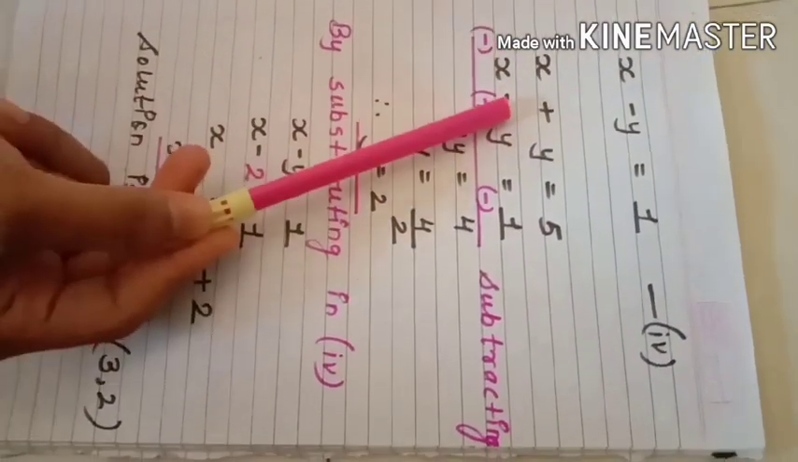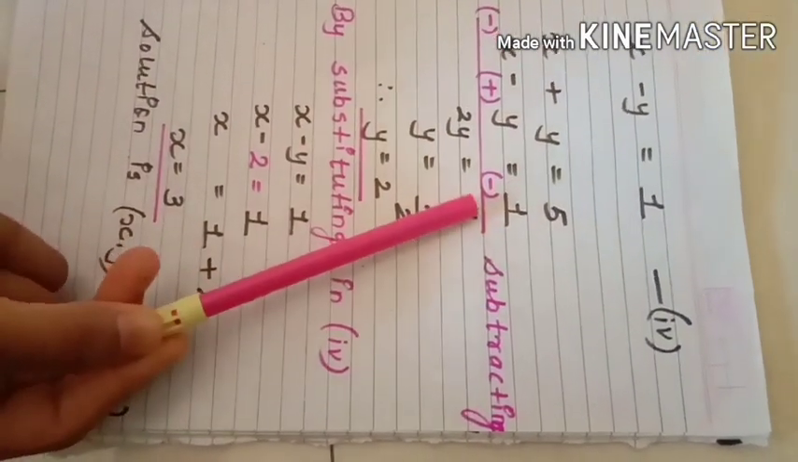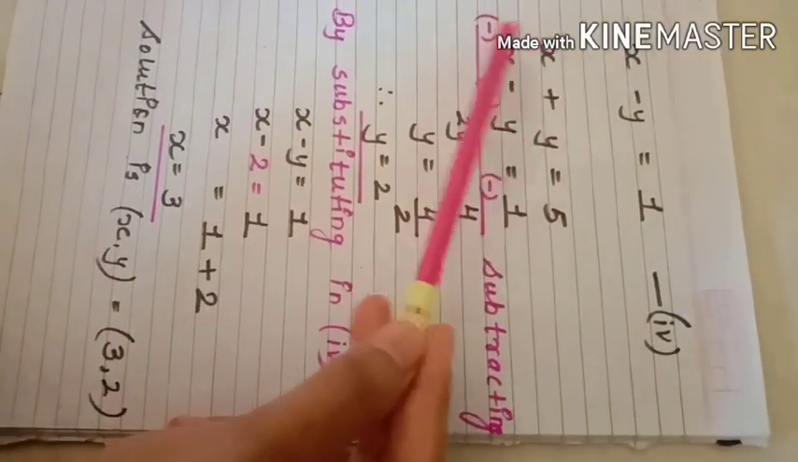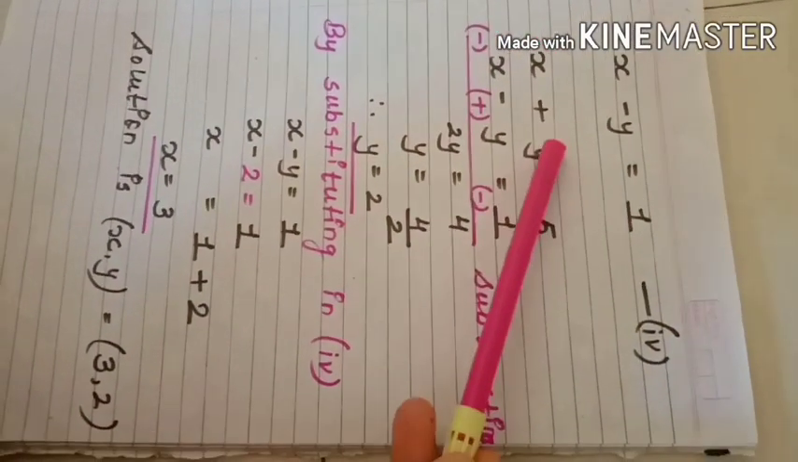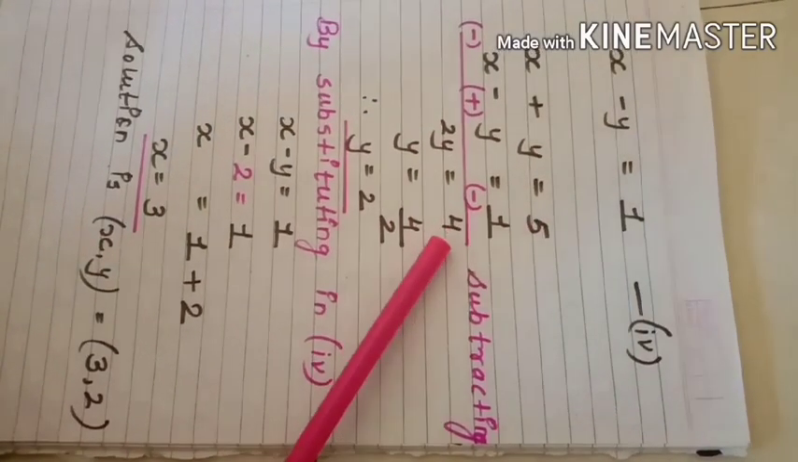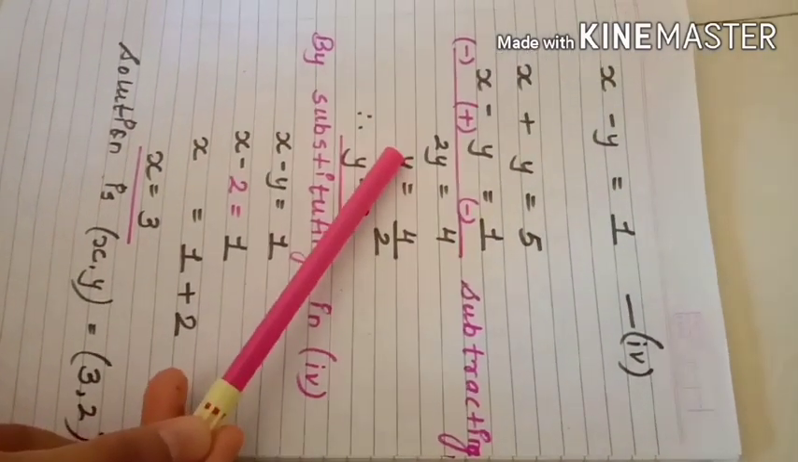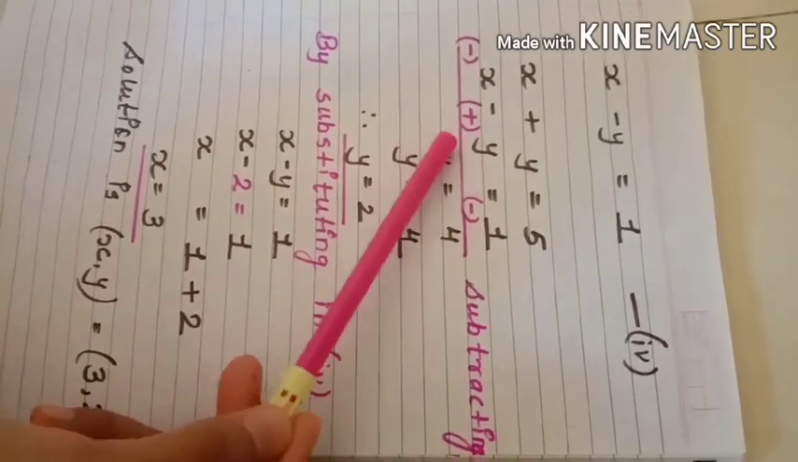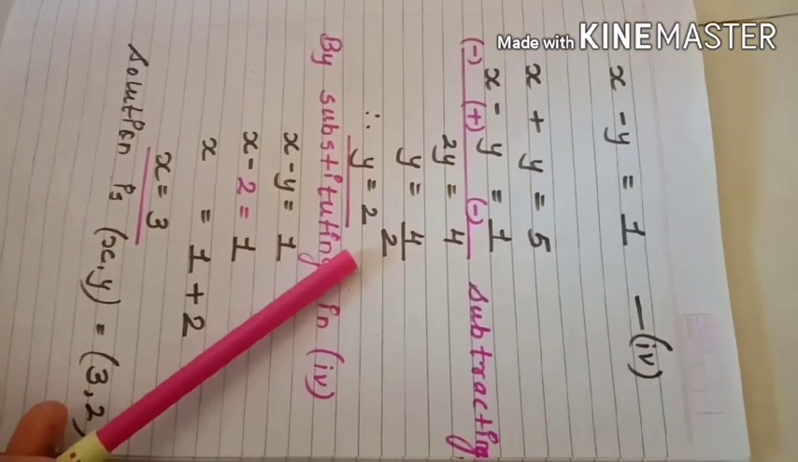Plus will become minus, minus will become plus and plus will become minus. So it will get cancelled as plus minus. This plus y and this plus y become 2y. 5 minus 1, 4 become 4. And similar method y. I will subtract here. I got my answer y is equal to 2.